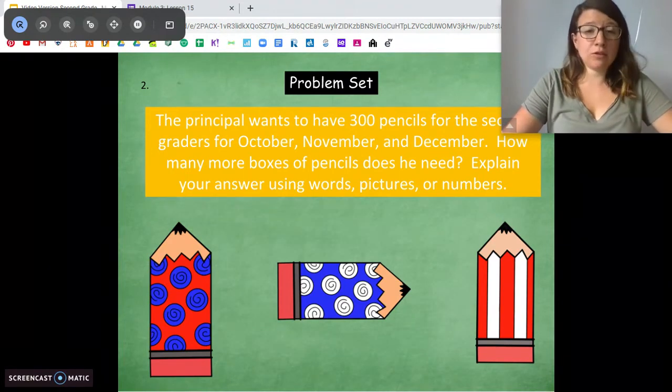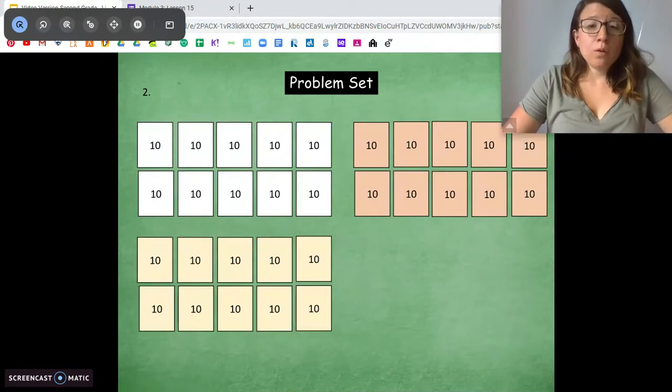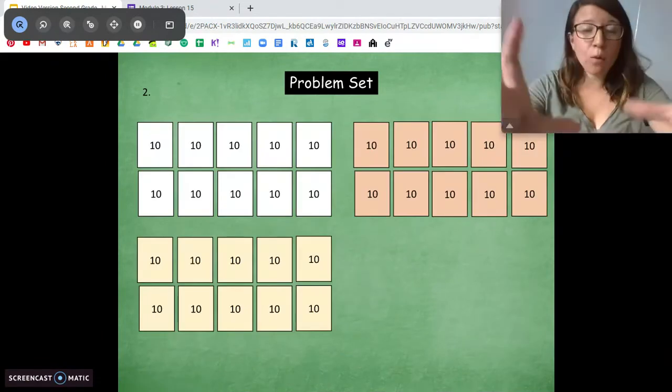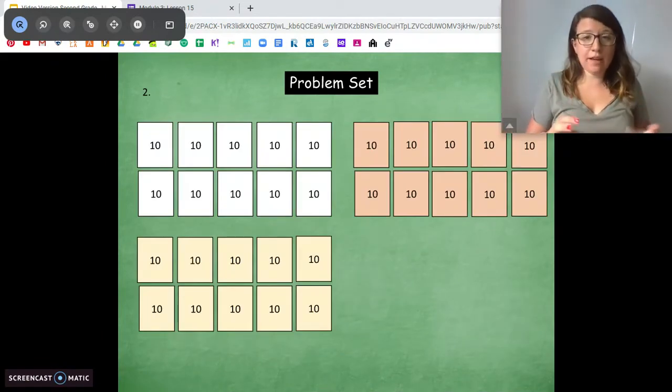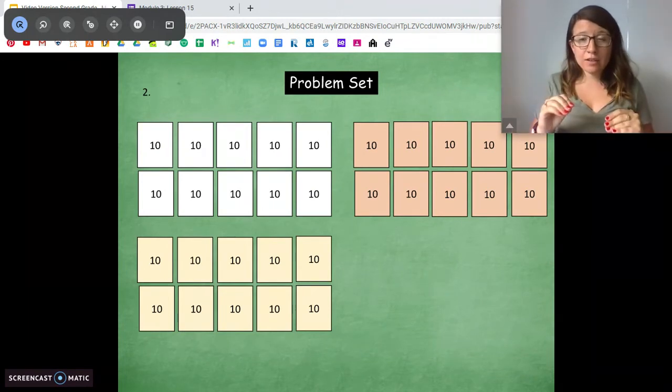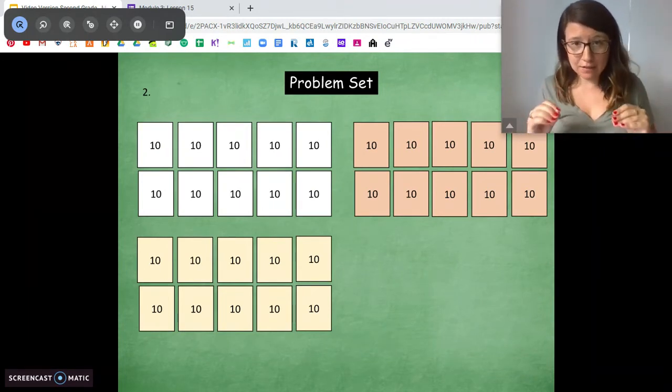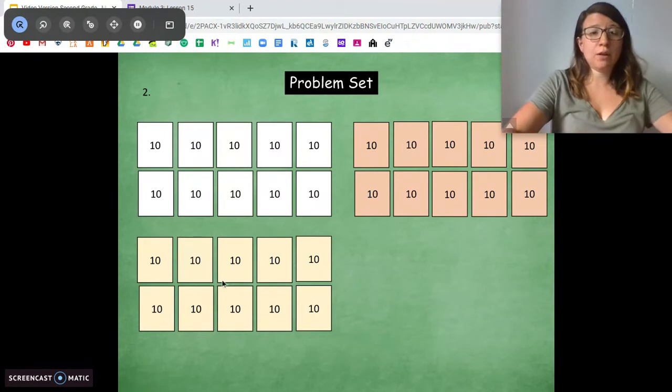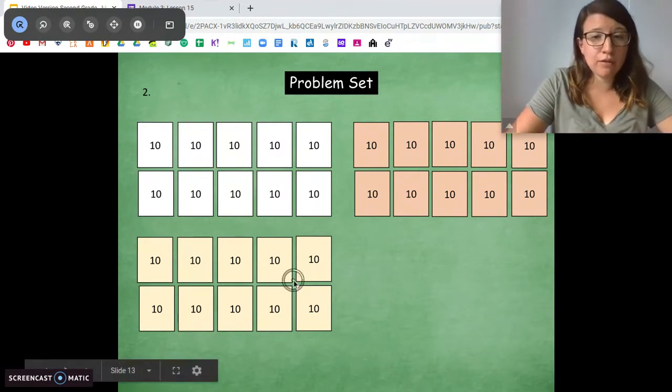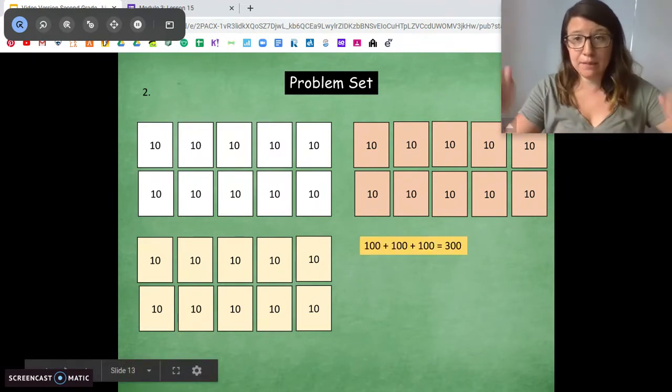Got it? Okay, let's go over it together. So he wants 300. Here's our picture of 300. I have 3 separate groups of 10 tens, right? Because I know that's 300. 100, 200, 300. Done. Easy peasy.